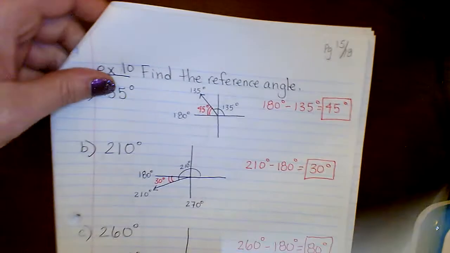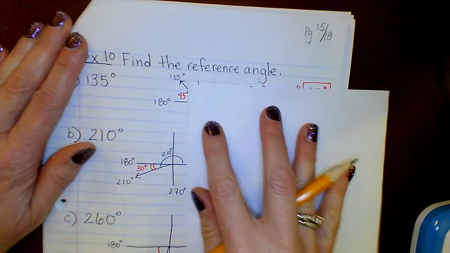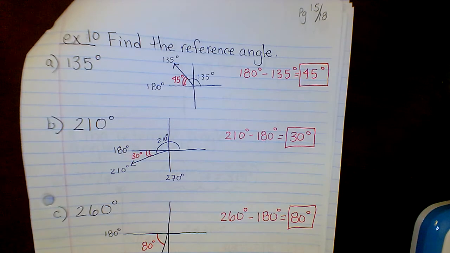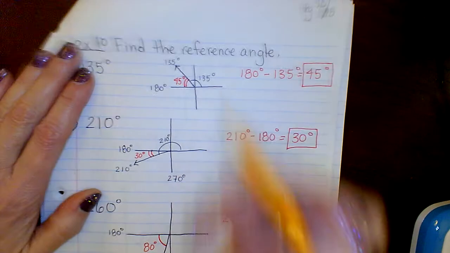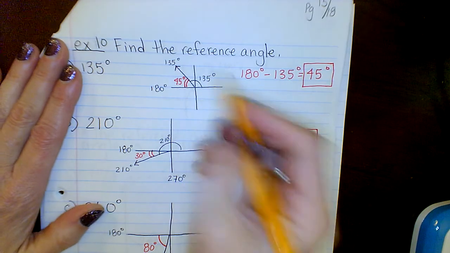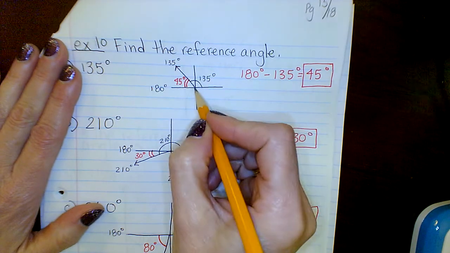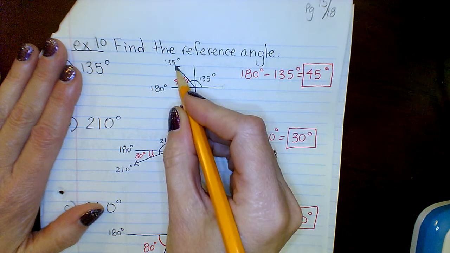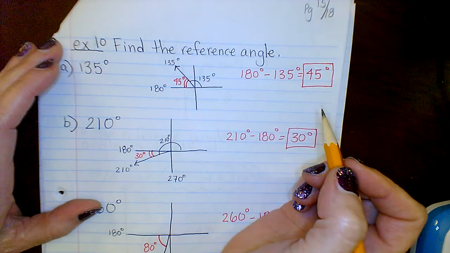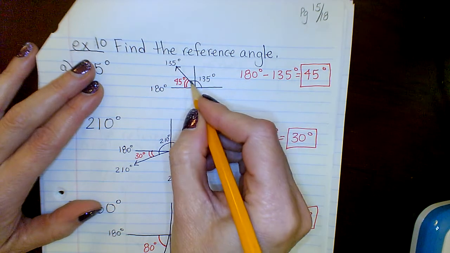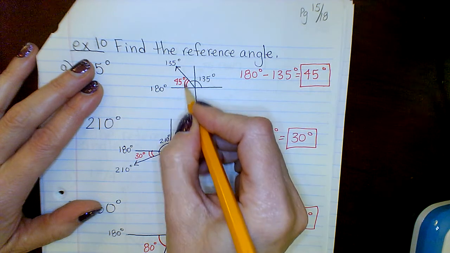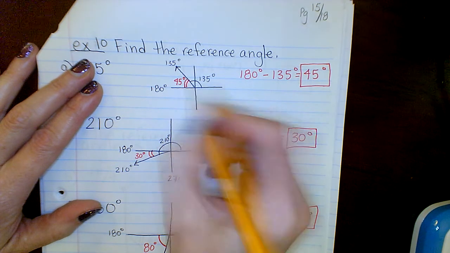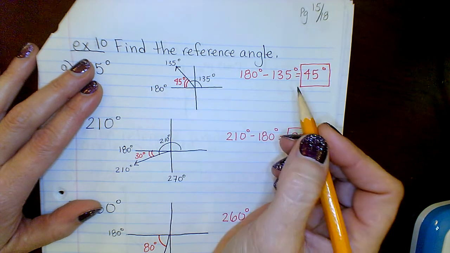So, let's find the reference angle for these. I'm going to cover this up, but you can see I've already got the answers out there. So, for 135 degrees, we know the angle in standard form is going to be over here. It's the initial side. Terminal side's over here in quadrant 2. If this is 135, then this angle right here is my reference angle. It's made with the terminal side and the closest x-axis.